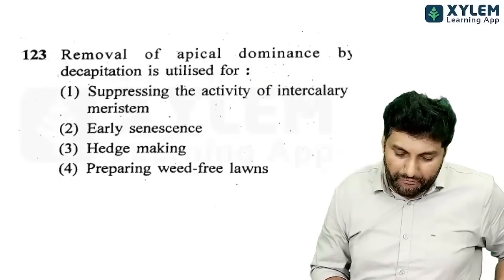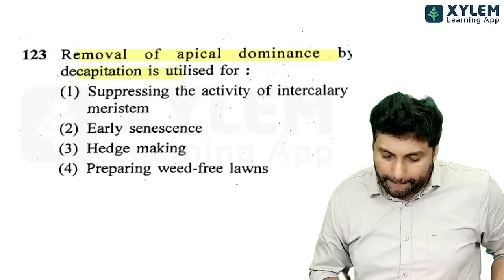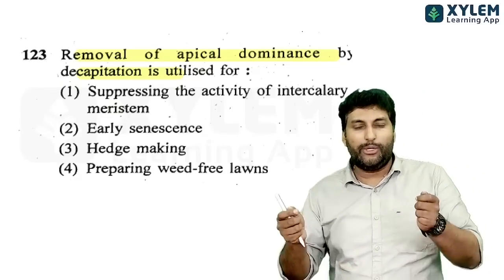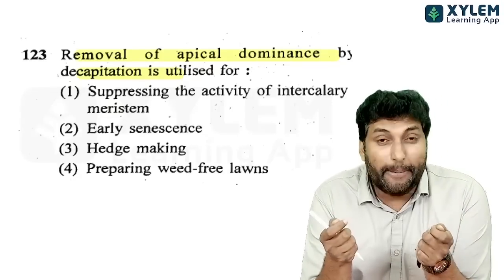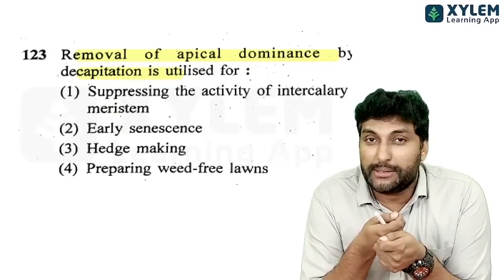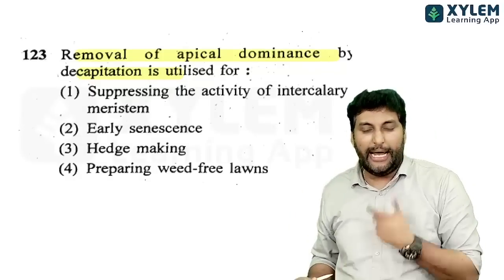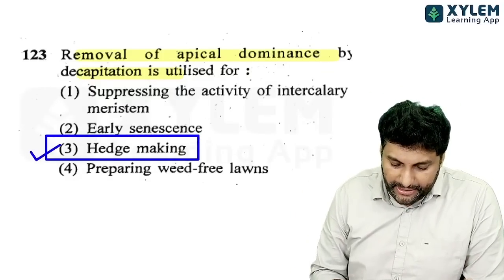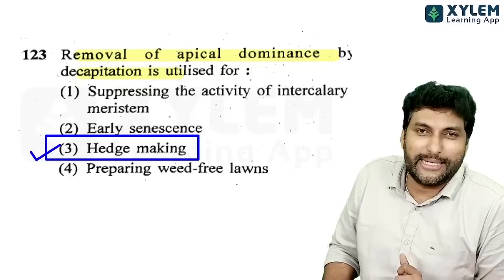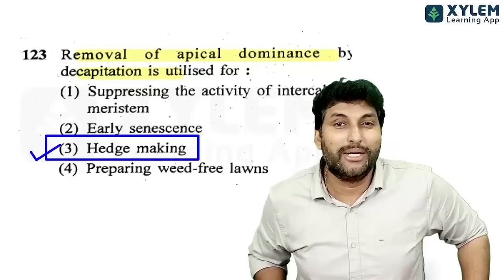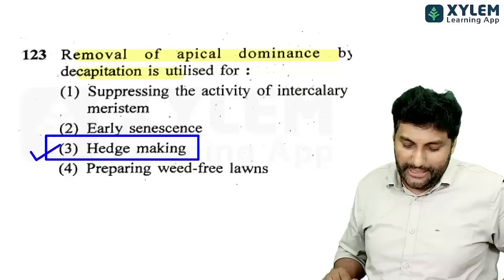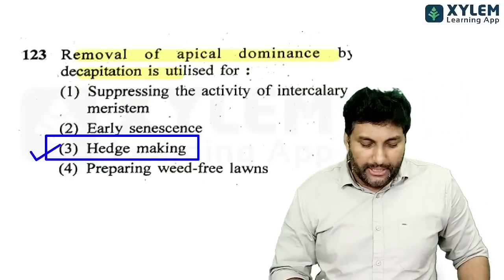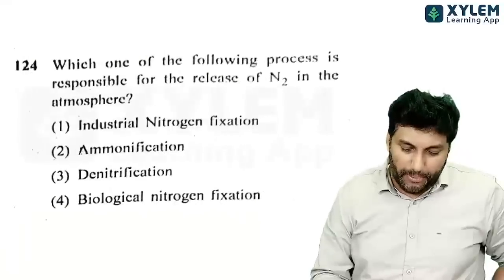Let's move to the 123rd question. Removal of apical dominance by decapitation. You know that decapitation means removal of the apical part. And this removal helps in what? Helps in hedge making. Directly given in the chapter plant growth and development under the hormone auxin. It's actually hedge making. Okay.